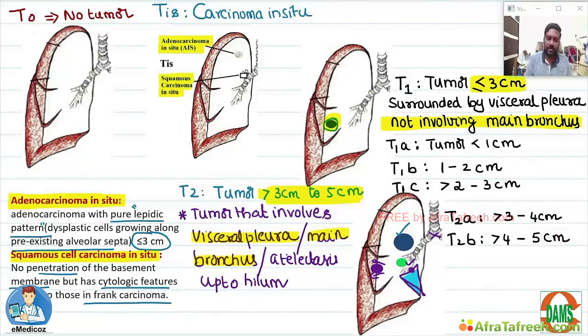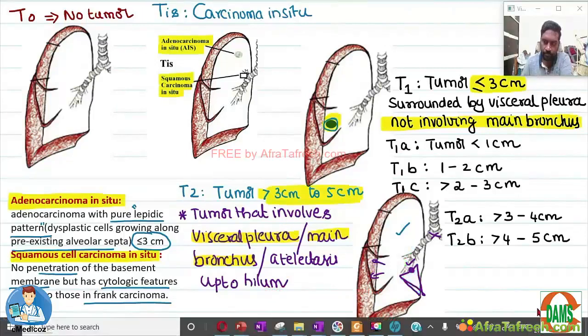So it is very simple. T2, the size ranges from 3 to 5 centimeter. If it is 3 to 4 centimeter, it is T2A. If it is 4 to 5 centimeters, it is T2B. And generally it will be involving the visceral pleura, main bronchus, and it can cause atelectasis up to the level of hilum.